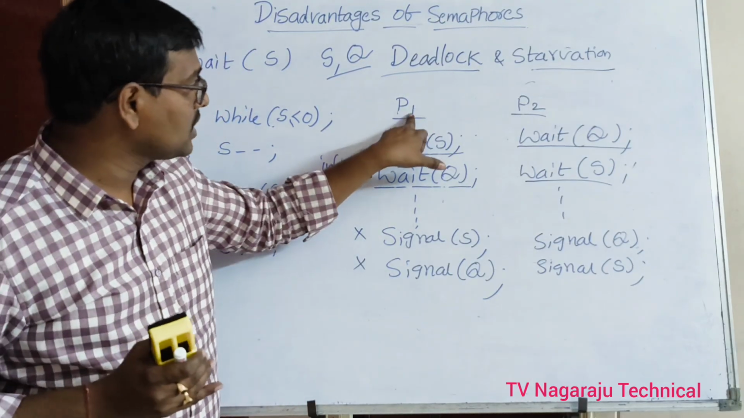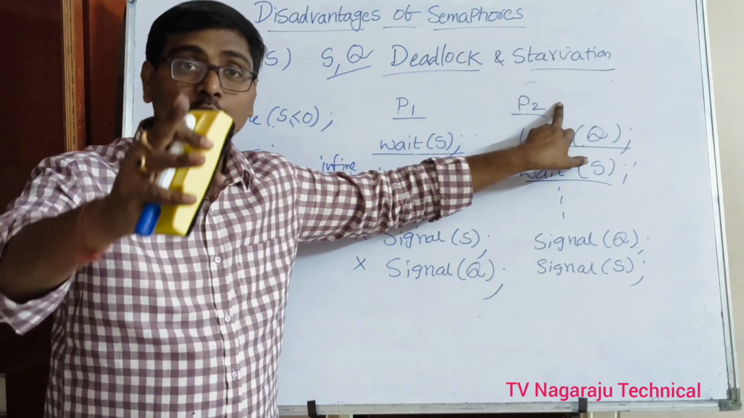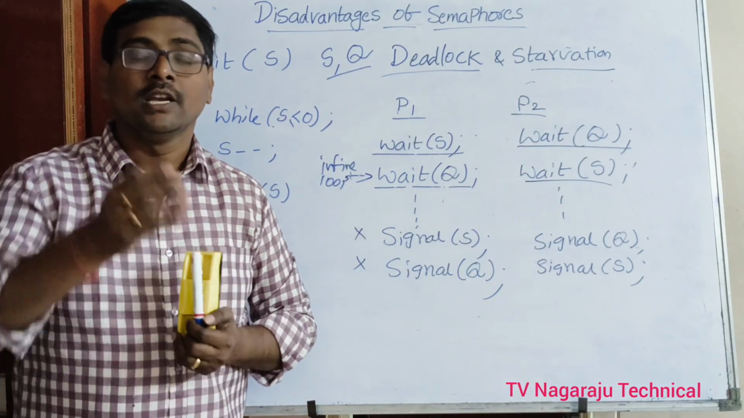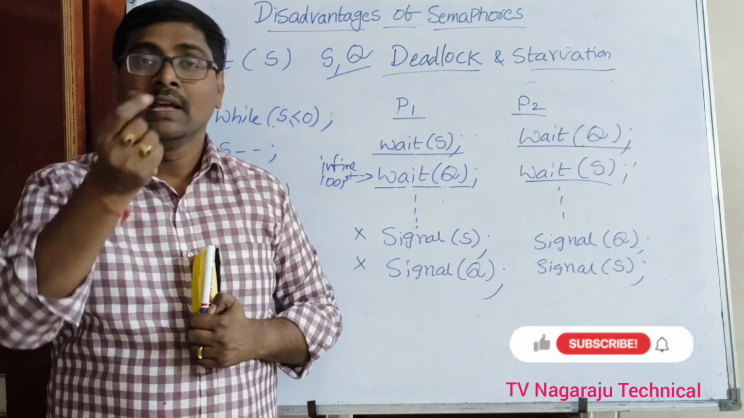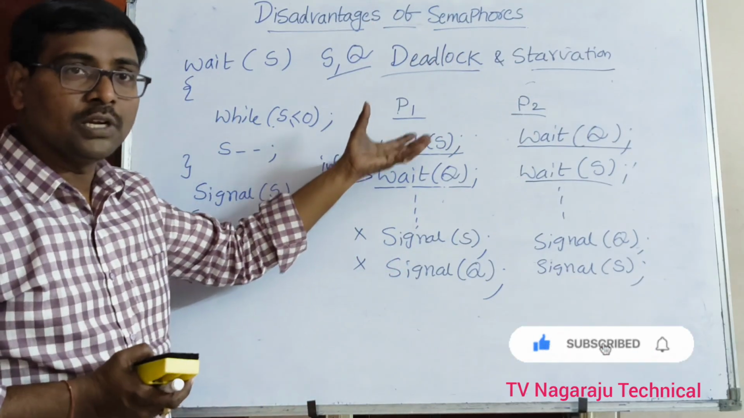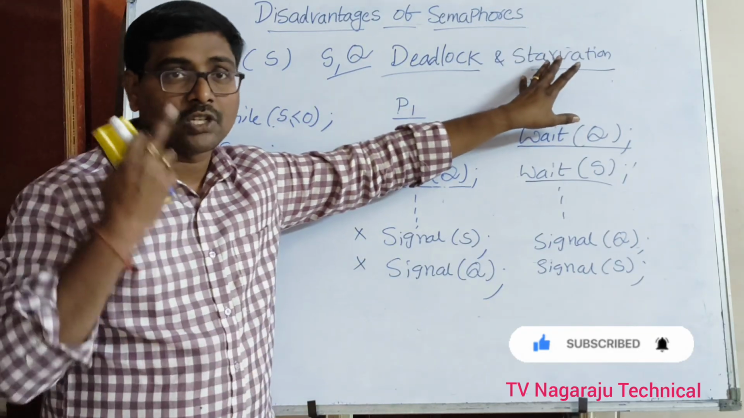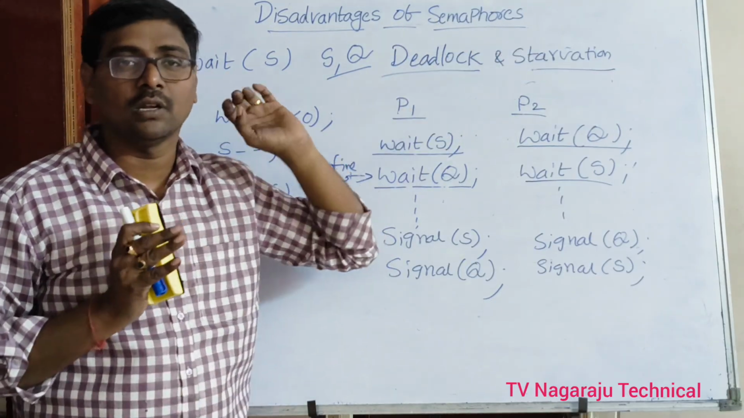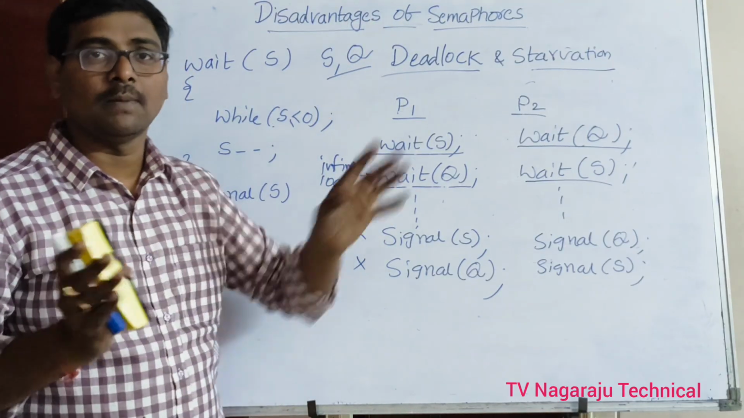Clear the point? Process P1 is continuously in the waiting state for Q. Process P2 is continuously in the waiting state for S. That means starvation. Starvation, in the sense, is when a process waits a long amount of time in the waiting queue, that is, in the waiting state. Clear? If you provide a solution for the busy waiting, that is blocking, that leads to two problems, deadlock and starvation. Anyway, in the next sessions we will discuss how to provide solutions to deadlocks and starvation also. This is the overall concept of semaphore and the disadvantages of semaphores. Thank you.